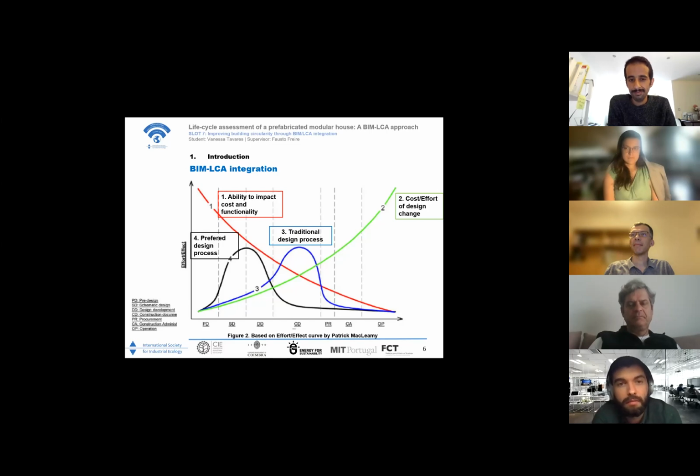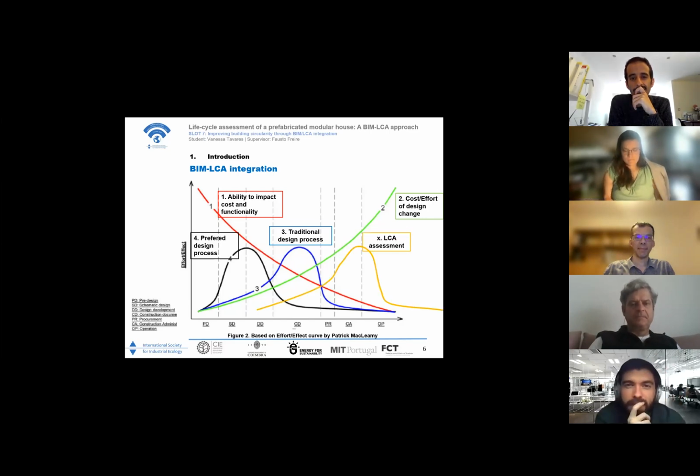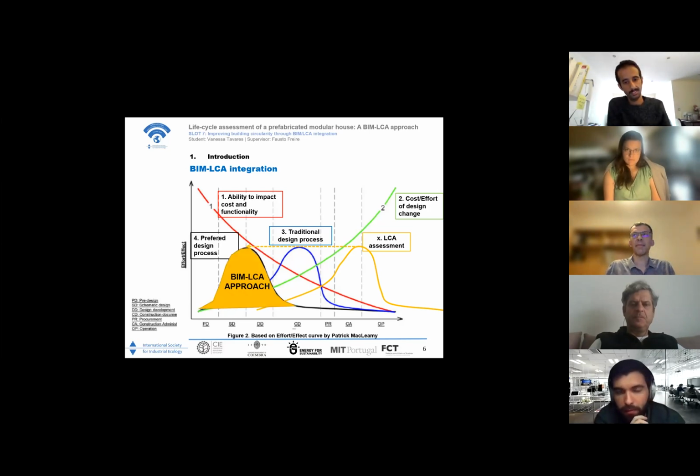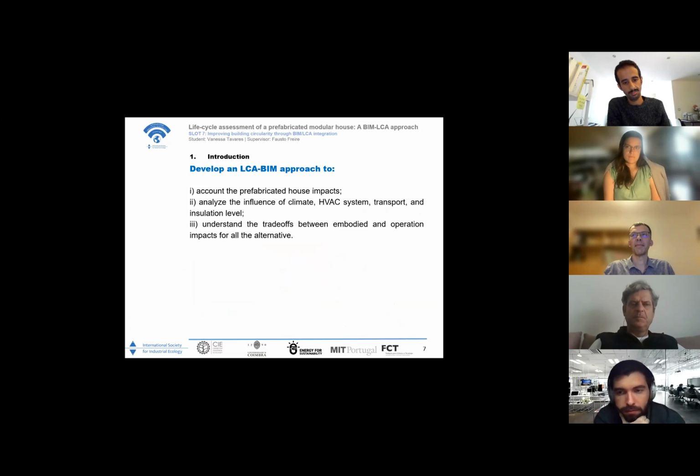And we want to bring the design choices to an early stage where we can impact costs and efforts, and here I'm introducing also impacts. The LCA assessment is done even later on. So we want to bring this LCA assessment to an earlier stage. And we can do it with a BIM LCA approach.